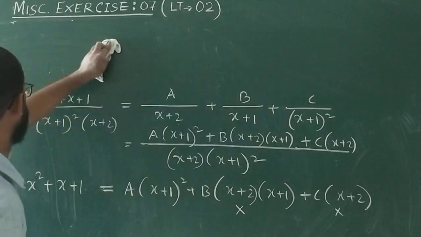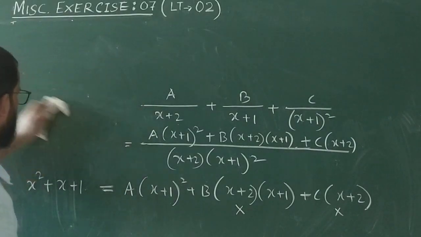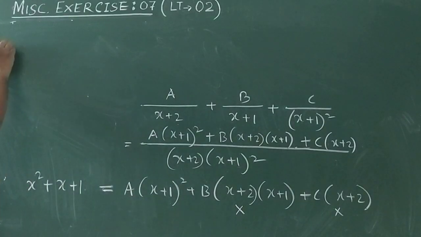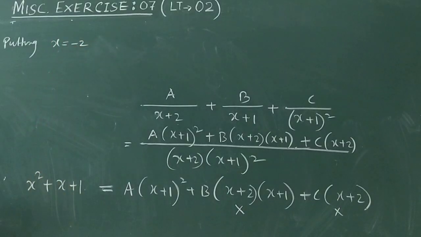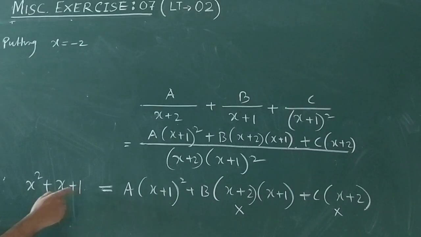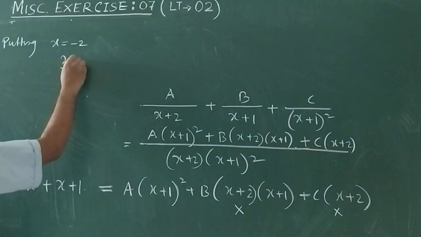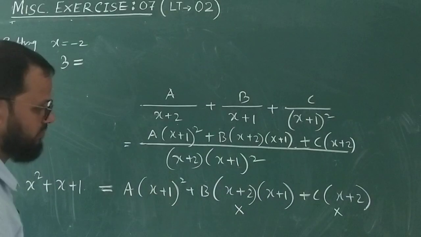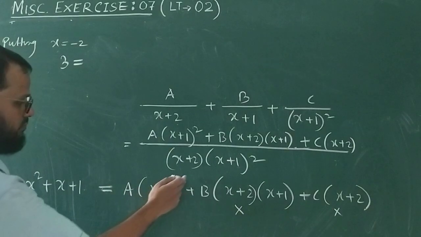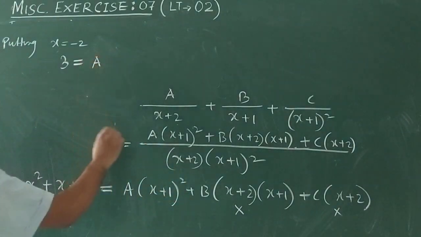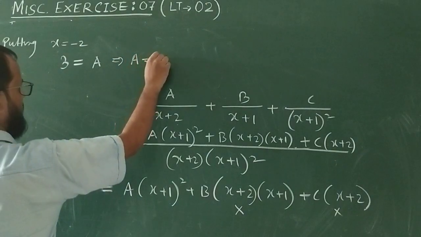Now putting x equal to minus 2, you will get the left hand side as 4 minus 2 plus 1, which means 3. Left hand side is 3, and on the right hand side this is 0, this is 0, and it will be a into minus 2 plus 1, minus 1 whole square, which means a equal to 3. So from here we get a equal to 3.